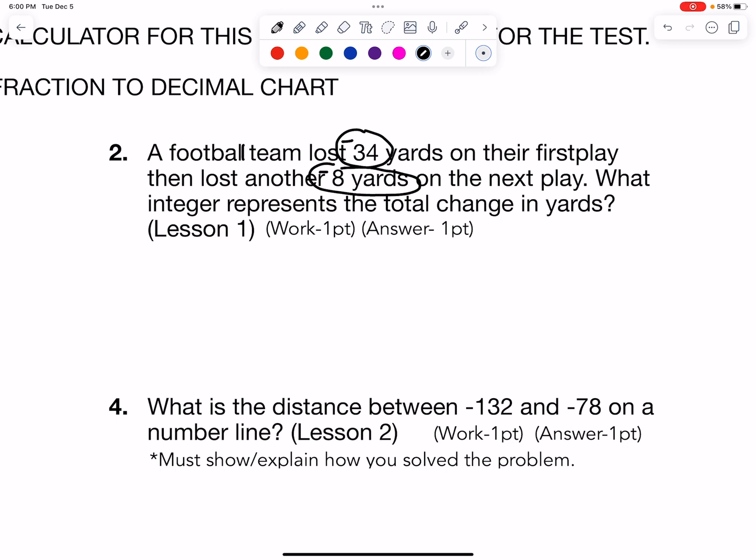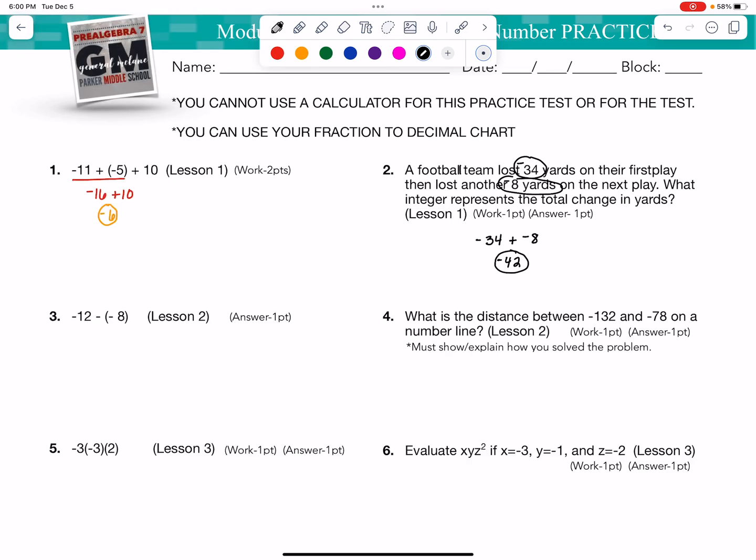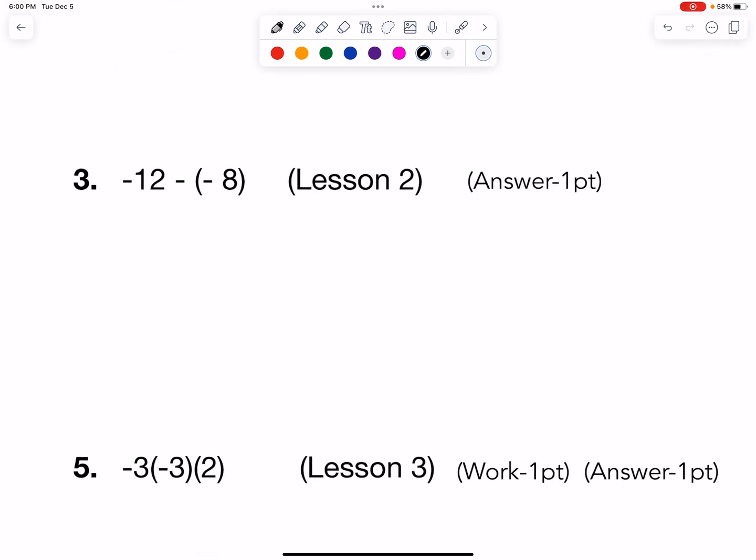Okay, so we have a negative 34, and then another negative 8 occurred. So what is the total change in yards? Well, we have a total change of 34 plus 8. So you have negative 42 shows the total change in yards, from the first play along with the second play. All right, let's go ahead to number 3.